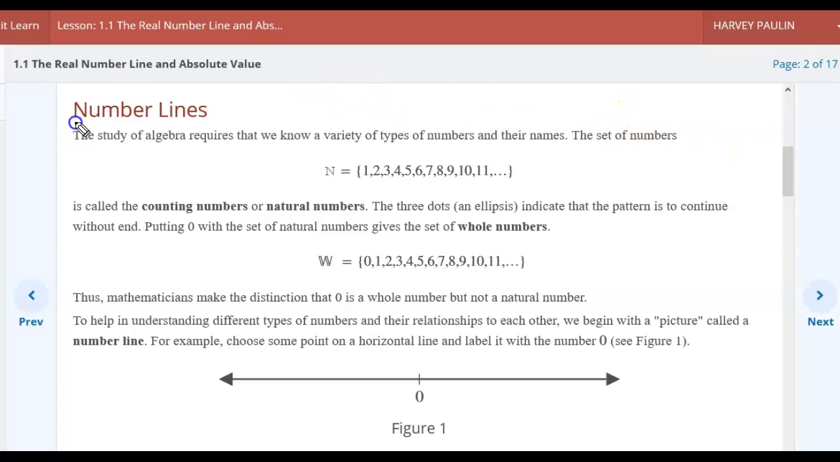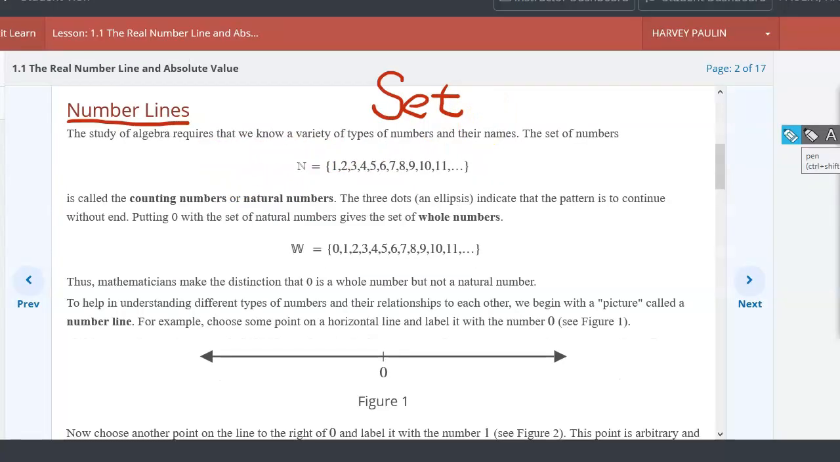So we're looking at the number line. The study of algebra requires that you know a variety of sets of numbers. So the first set of numbers that we put on the number line are the natural numbers. So what I would write is natural numbers. Now the symbol for the set is the capital letter N, and then you're going to copy this down.